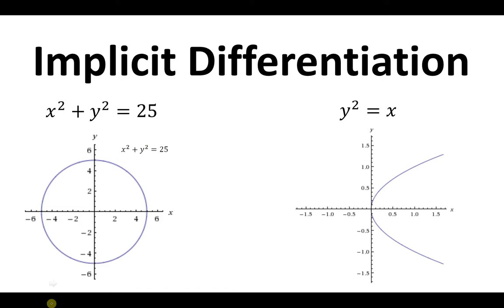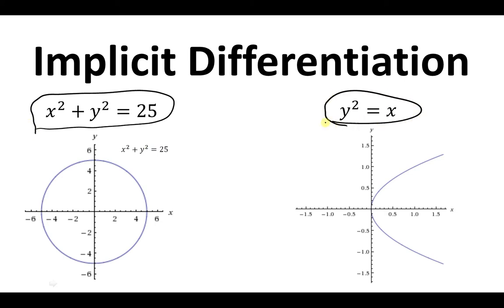Implicit differentiation allows us to take derivatives when the function is described by an expression, an equation, not by an explicit y equal f of x. Notice in both of these examples, x squared plus y squared equal 25, we know from college algebra to be an equation that gives us a circle of radius 5. The second equation here gives us a parabola that is rotated 90 degrees.